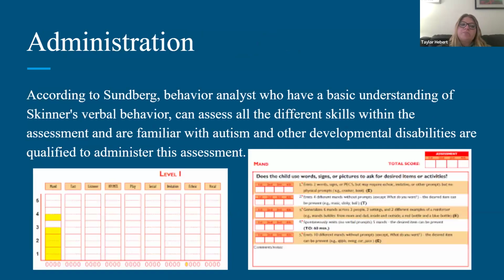For administration, Sundberg advised that behavior analysts who have a basic understanding of Skinner's verbal operants can do this assessment. They should also be familiar with autism and other developmental disabilities before they administer this assessment.